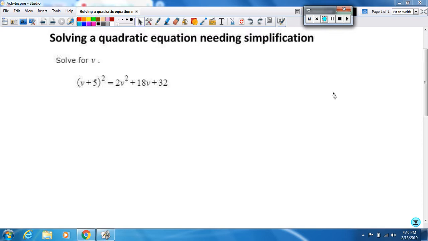Okay, there's no short way of doing these. You just have to work through them. I'm going to simplify the left-hand side. That is a special product, so I'm going to use a special product rule, and here's how you do that.